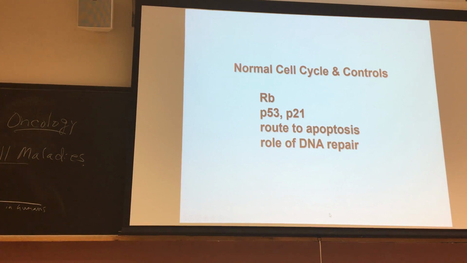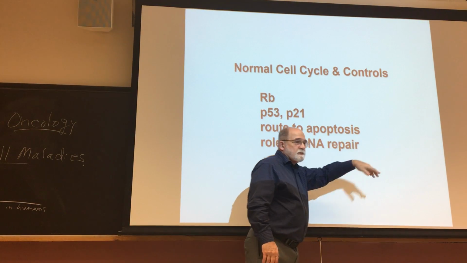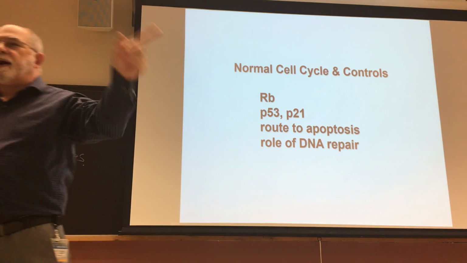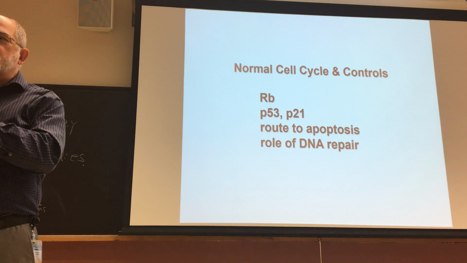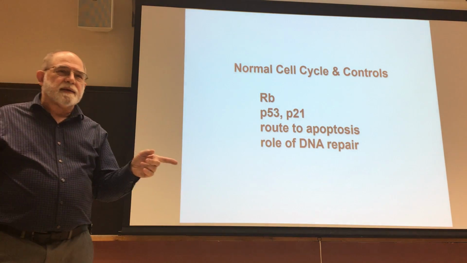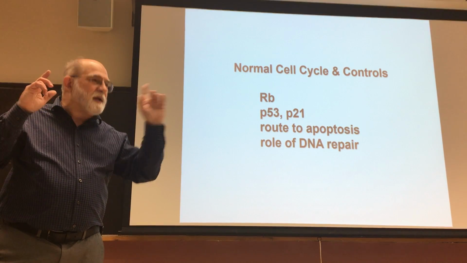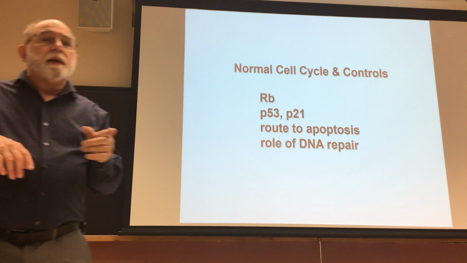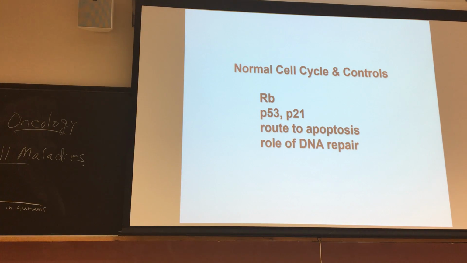So, does anybody know what apoptosis is? Programmed cell death, as opposed to what? Necrosis. Necrosis is the result of what? Unplanned cell death, trauma. It's the result of cells losing osmotic control and disruption of the cell membrane.